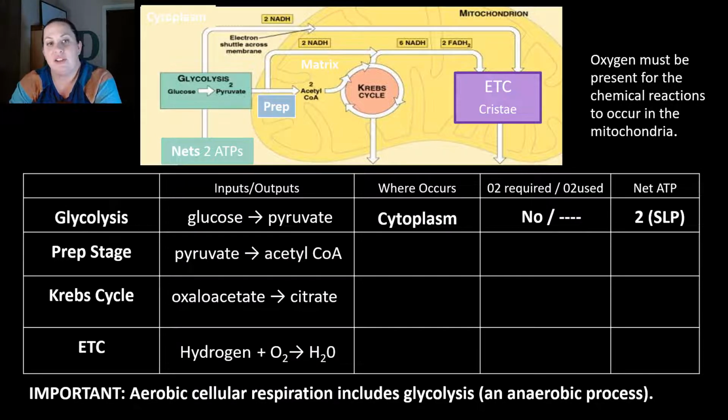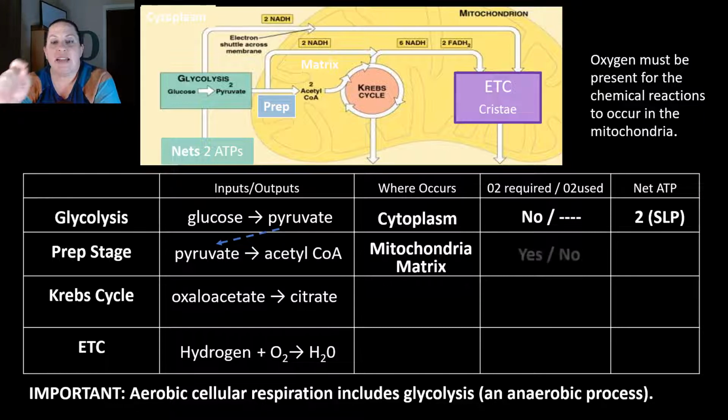The prep stage is going to take that pyruvate from glycolysis and convert it to acetyl-CoA. This takes place in the mitochondrial matrix, the fluid of the mitochondria. In this particular case, oxygen is required, but it is not used. In this step, no ATP is made.